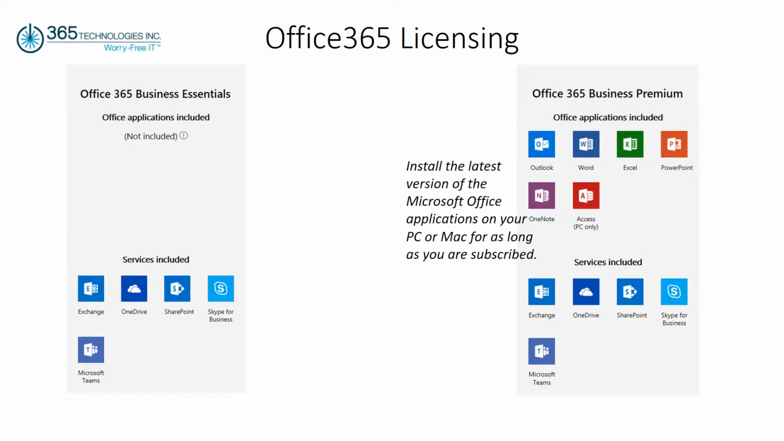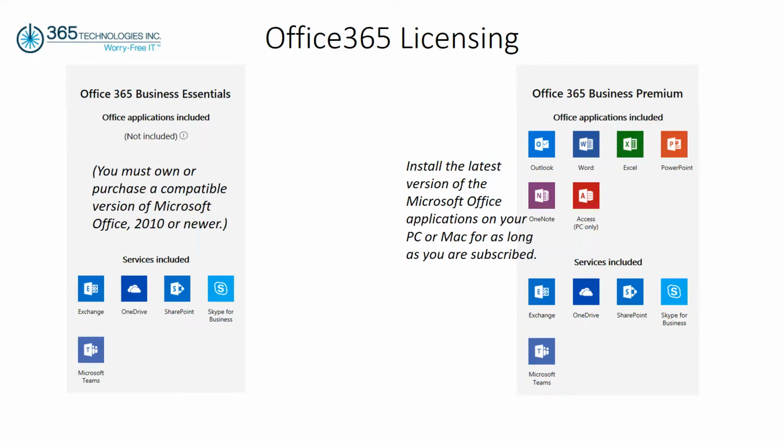But the big difference is Office 365 Business Premium allows you to install the latest version of Microsoft Office applications on your PC or Mac for as long as you are subscribed. So if the current release of Microsoft Office for the desktop is Office 2016, you can install Office 2016. When the new version, Office 2019, comes out, then you can install Office 2019. And whatever version is after that, you'll be able to install that then. That's with Office 365 Business Premium.